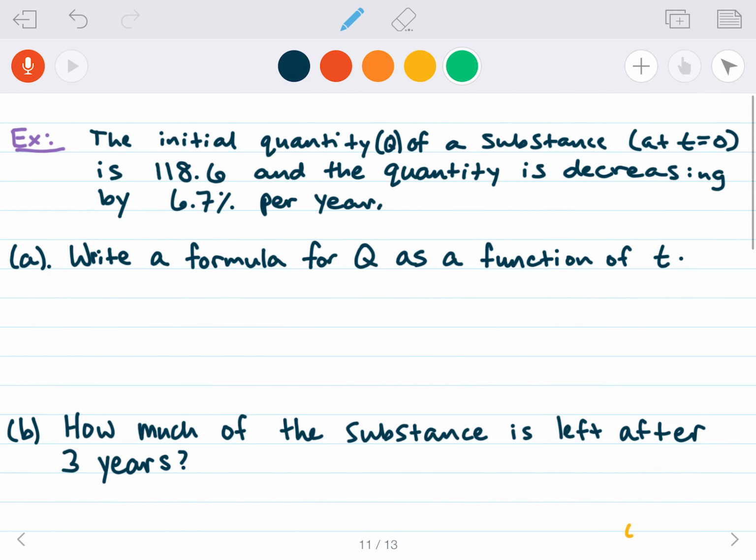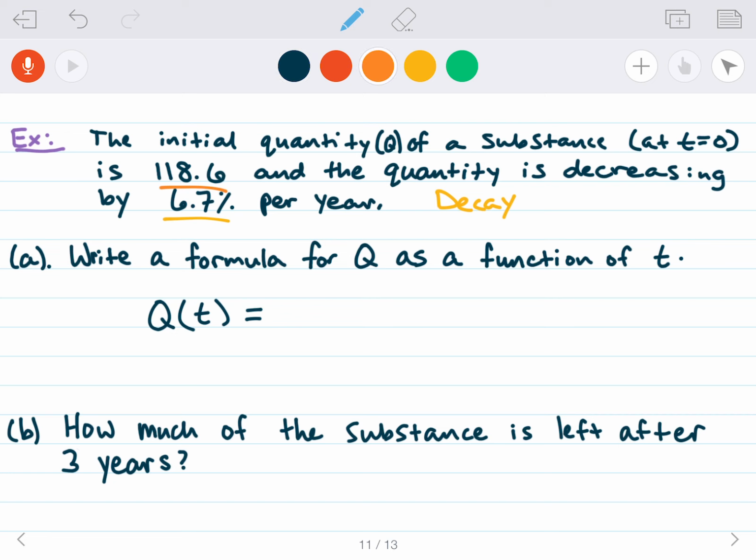Okay. All right, let's do some word problems. So the initial quantity of a substance at t equals 0 is 118.6, and the quantity is decreasing by 6.7% per year. So we know this is decay right off the bat because it's decreasing. Write a formula for Q as a function of t. So we'll start this off by Q of t equals, right? That's Q as a function of t.